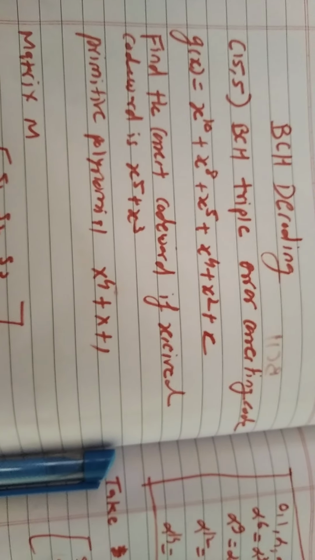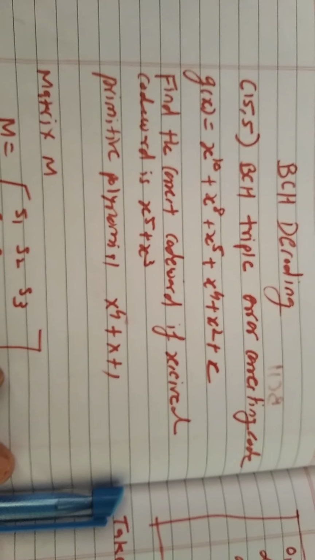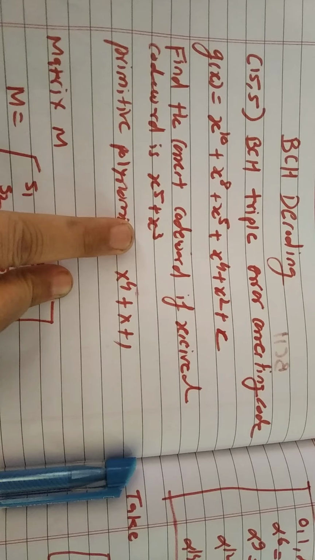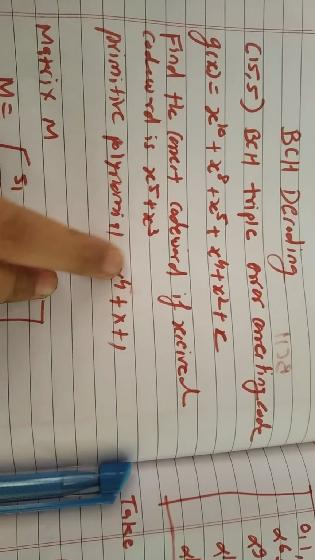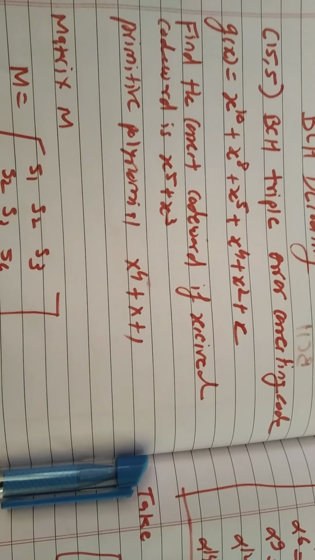Let us look at the brief idea for solving BCH decoding problems. Here is one example where the generator polynomial is given and you have to find the correct code word if the received code word is x raised to 5 plus x cube. They have given you the primitive polynomial x raised to 4 plus x plus 1.